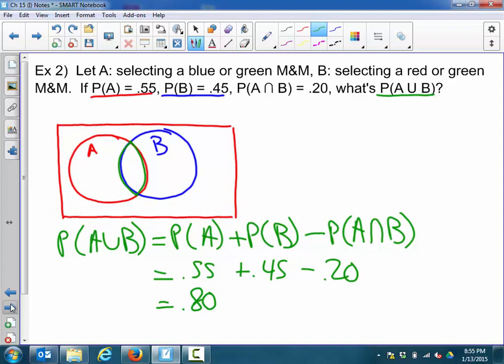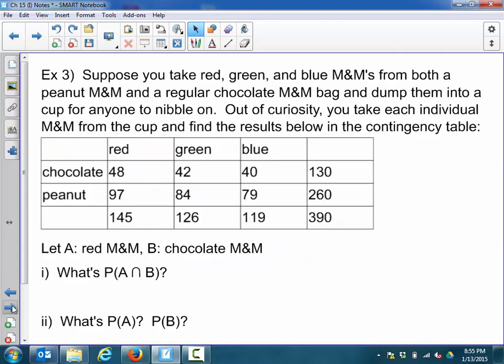So apparently, in this collection of M&Ms, we have a 20% chance of getting not blue, green, or red. Okay, so there's a second example of the general addition rule at work. All right, let's go on to the next slide. We've got 5 slides here in all.